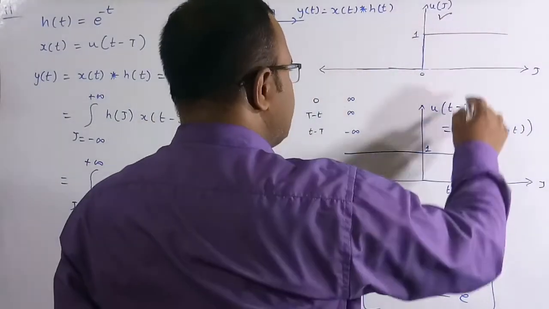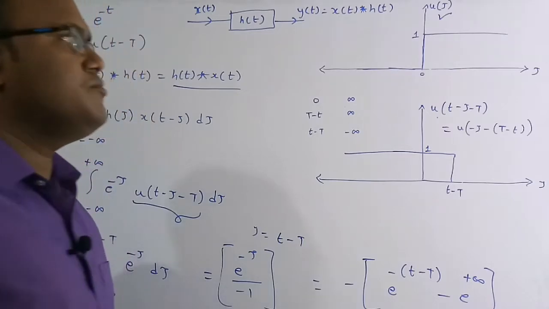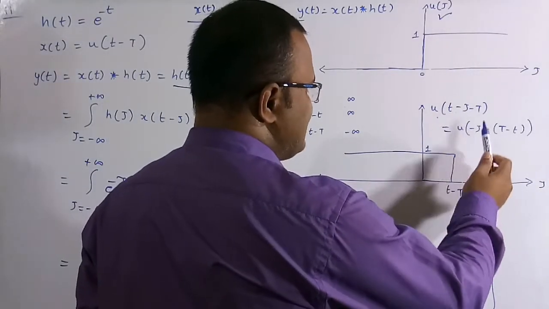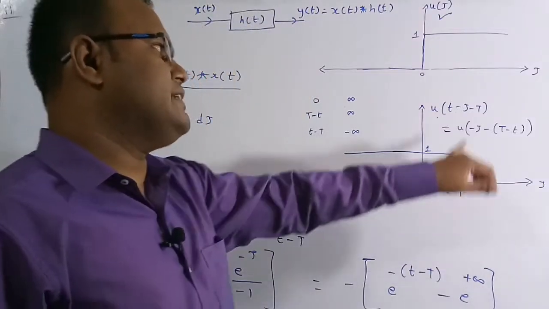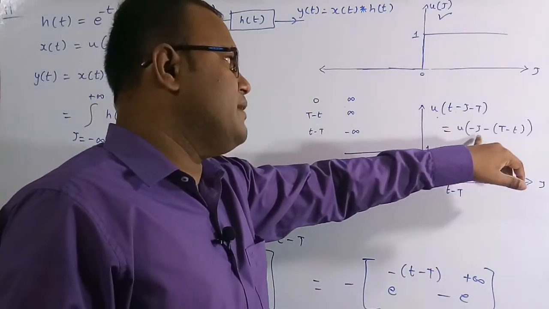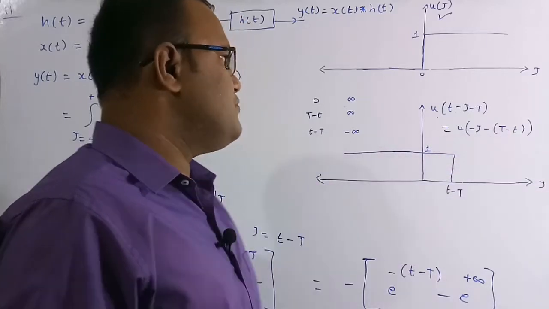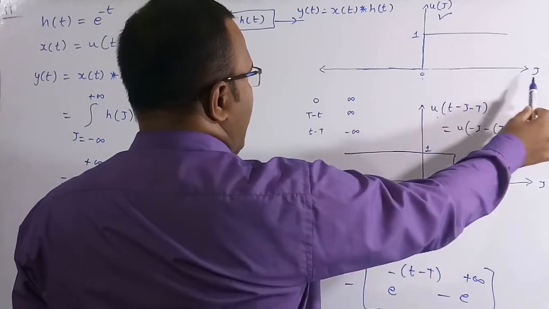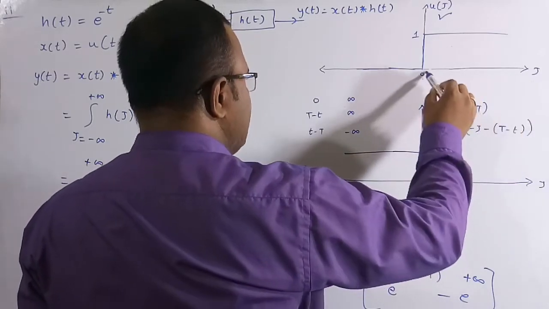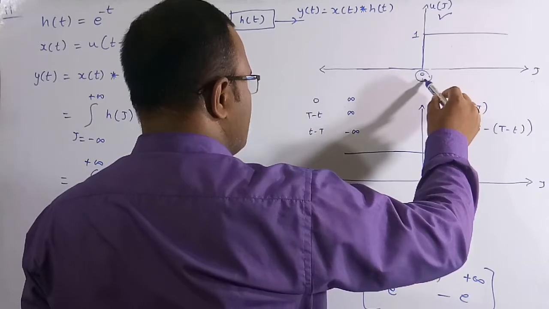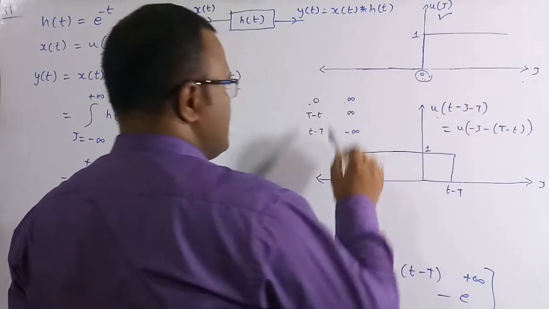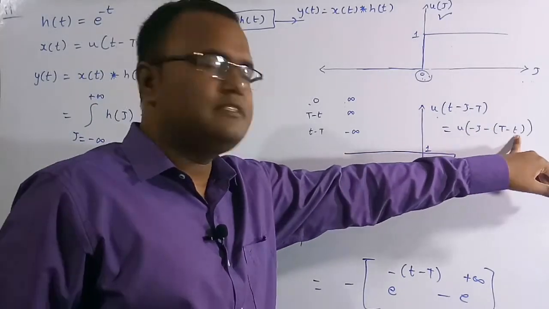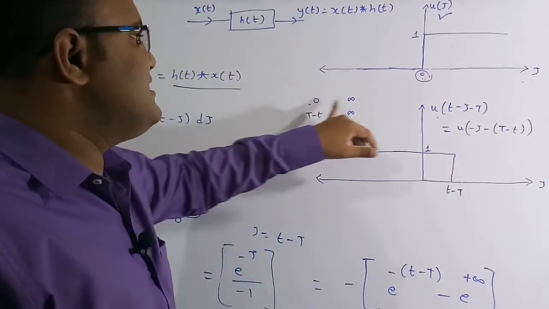Now I want to draw the graph for u of t minus tau minus capital T. Here the variable is tau, so I am going to interchange and write it in this manner also, which is u of minus tau minus of t minus T. Now you see for this u of tau, the initial value is 0 and the final value is infinity, which means this graph exists from 0 to infinity. I have written this in the standard form, u of minus tau minus of t minus T, to get the initial and the final position.